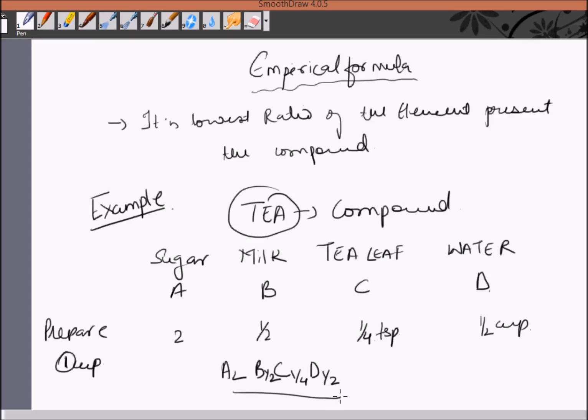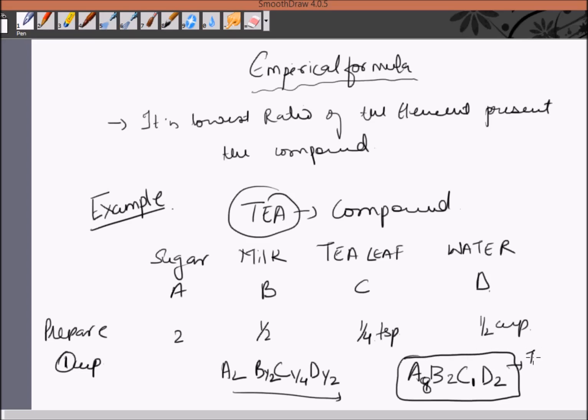So to avoid this fraction, let me multiply by 2 or 4 so that we can avoid the fractions. So it is 1, it will be 4. Let me do by 4 so that we can get a good whole number. It can be 2, C1, D2. So what is this we get?